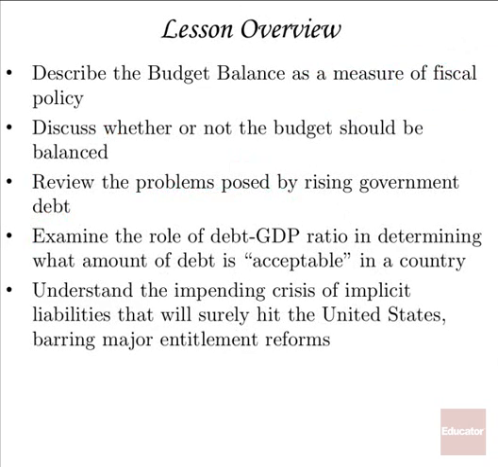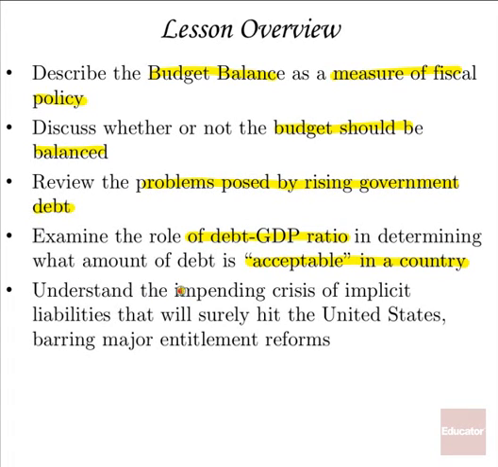So in today's lesson overview, we're going to describe the budget balance as a measure of fiscal policy. We're going to discuss whether or not the budget should be balanced. Notice the word should right here. This is a normative question. We're going to review the problems posed by rising government debt, something that in the United States is clearly going to be a problem. And we're going to examine the role of debt to GDP ratio in determining what amount of debt is acceptable in a country.